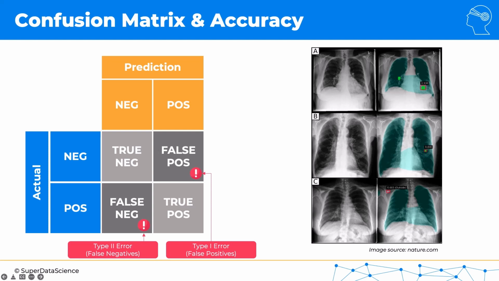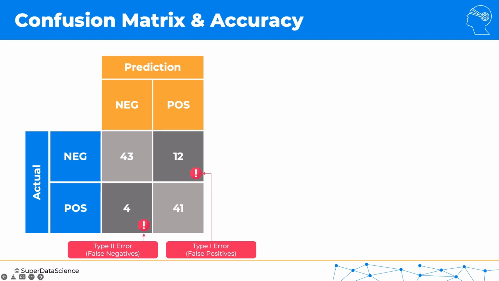Now let's populate this matrix with actual figures. Let's say we have 100 patients. Out of them, our model made some predictions and we have 43 true negatives, 41 true positives, 12 type 1 errors or false positives, and 4 type 2 errors or false negatives. From this confusion matrix, we can calculate the following rates or ratios.